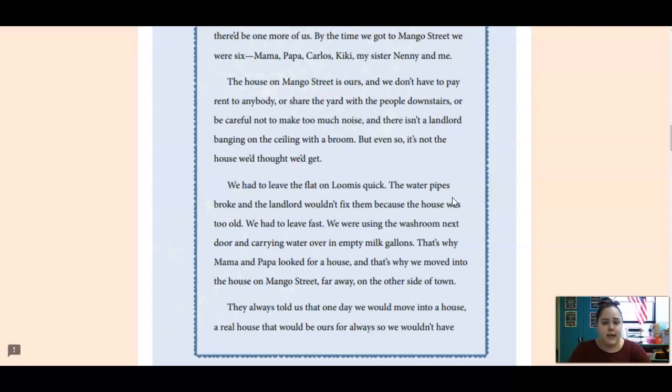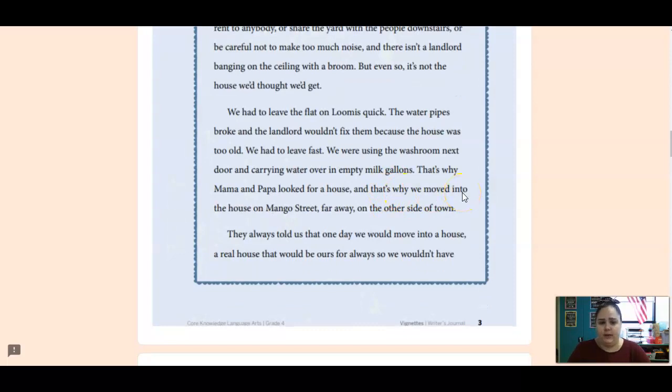The house on Mango Street is ours, and we don't have to pay rent to anybody, or share the yard with the people downstairs, or be careful not to make too much noise. And there isn't a landlord banging on the ceiling with a broom. But even so, it's not the house we thought we'd get. We had to leave the flat on Loomis quick. The water pipes broke, and the landlord wouldn't fix them because the house was too old. We had to leave fast. We were using the washroom next door and carrying water over in empty milk gallons. That's why Mama and Papa looked for a house, and that's why we moved into the house on Mango Street, far away on the other side of town.